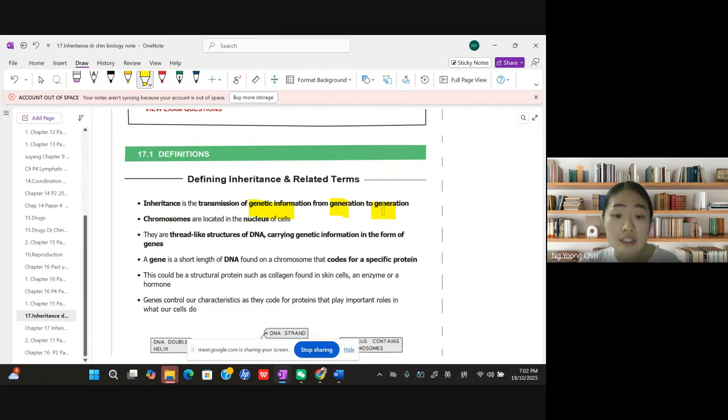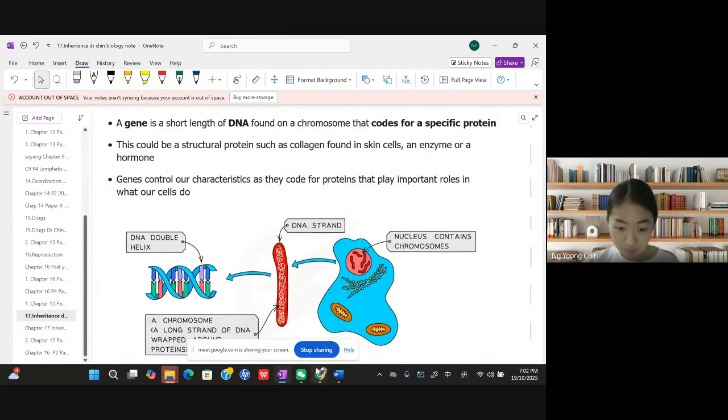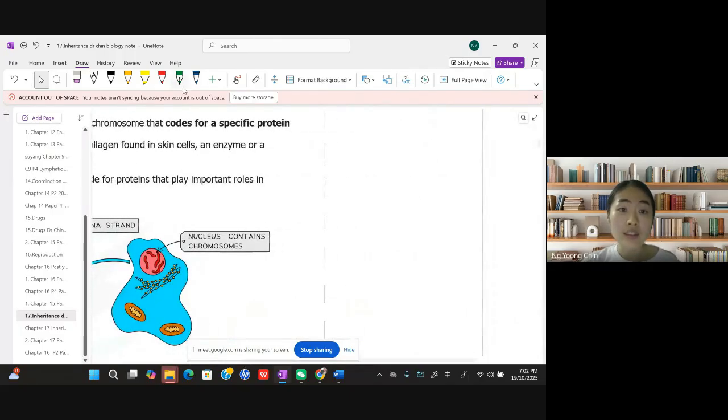DNA is thread-like structures. So DNA is found inside the nucleus, right? So you can see this is a nucleus. In the nucleus, there will be something like this. Okay, let me draw a nucleus for you. It's very bad, my pen is not functional. Okay, it's something like this. I'm actually drawing a nucleus for you. This is a nucleus, right?